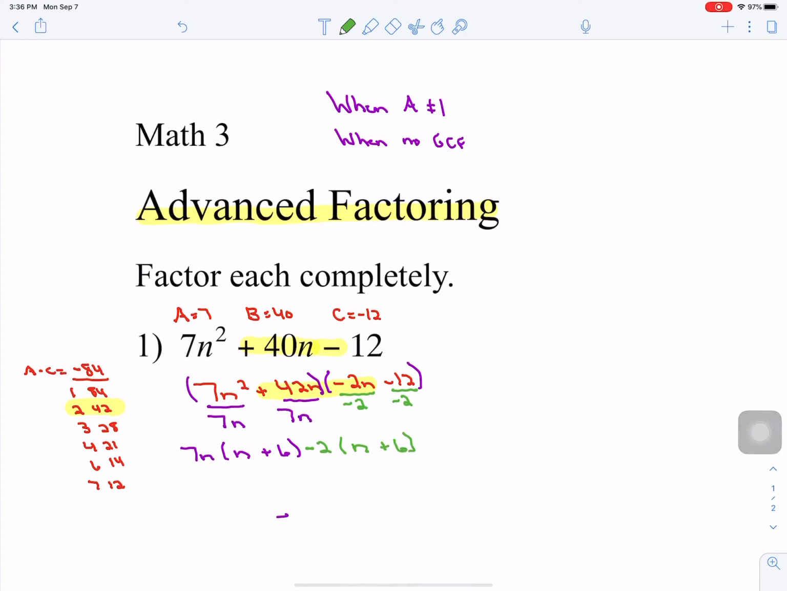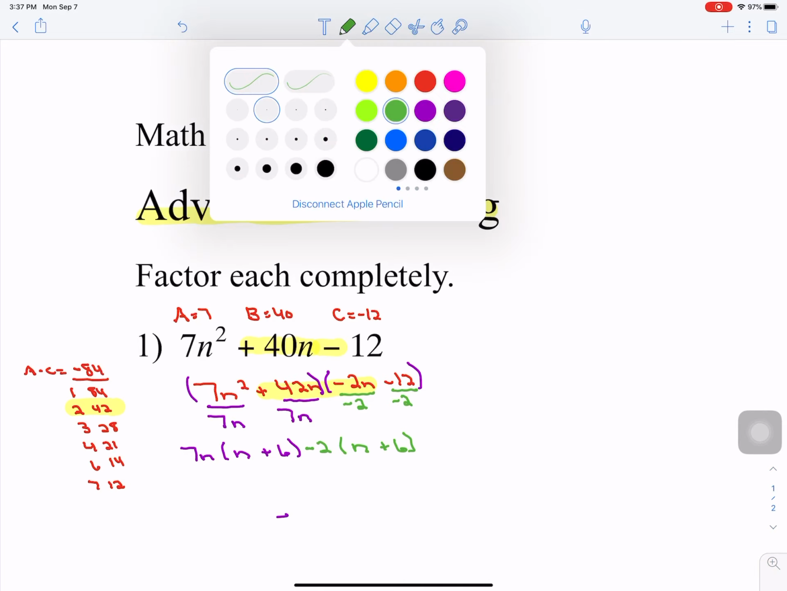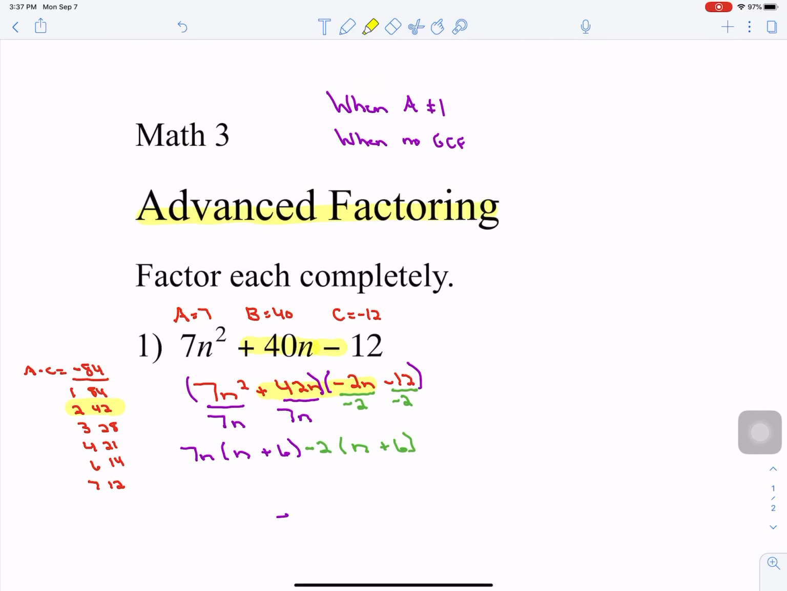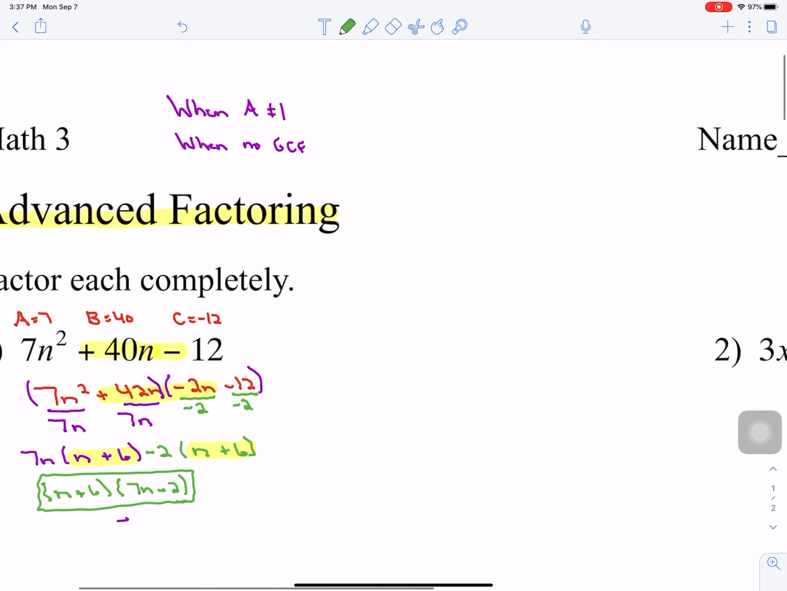And remember, this method is really nice because it has a built-in check. And what should that check be? These two parentheses should be a match. If they are a match, you have done the problem correctly. So we're going to bring out that match. We're going to factor out the common term again, n plus 6, in the first set of parentheses. And the second set of parentheses is going to be the 7n and the minus 2. And that is how you factor using this method when A is not 1 and there's no GCF. Let's do one more problem.